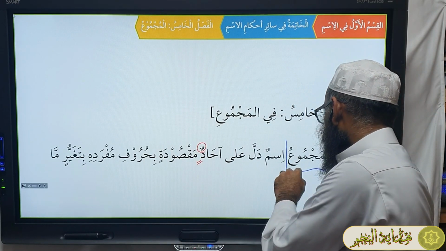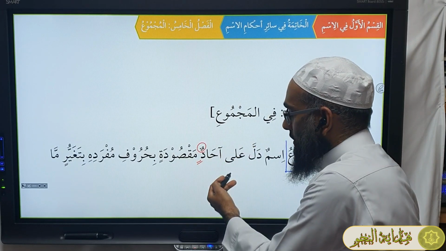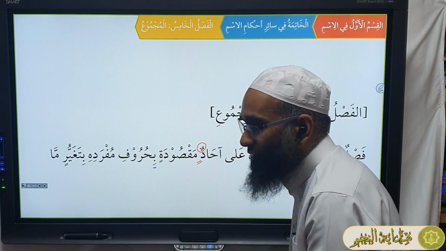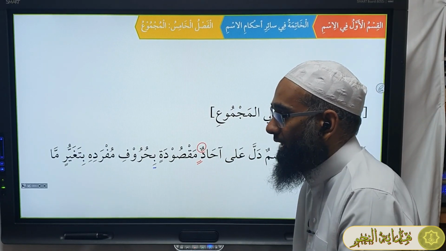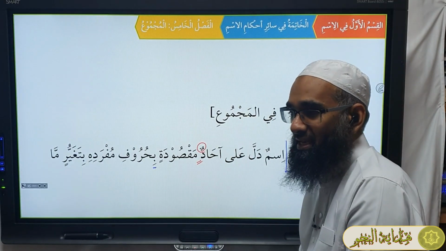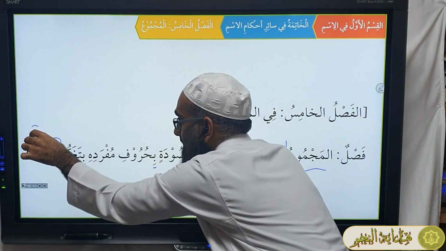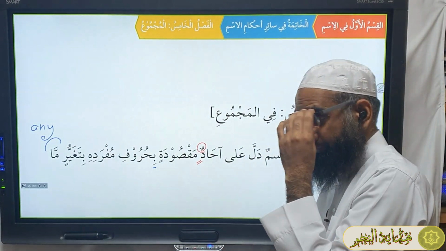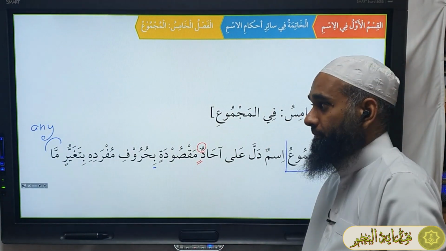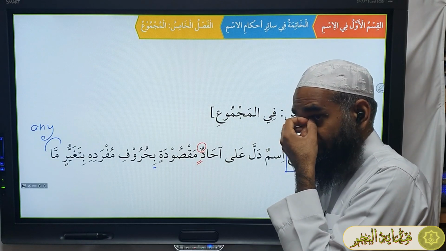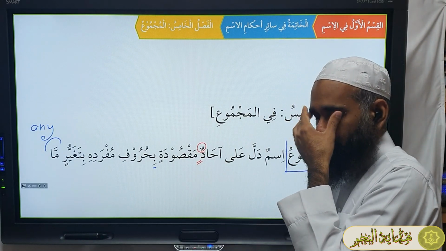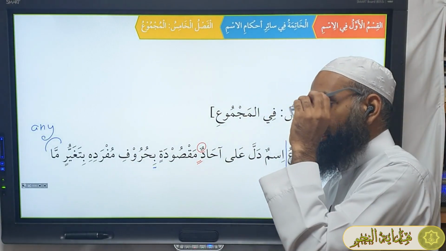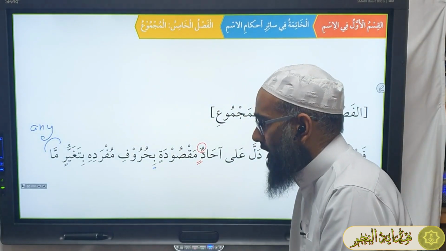So a مجموع, a plural, is a noun which denotes intended units by using the حروف, the letters, of the mufrad. بتغير ما. ما is a noun, and it means any. We've done this before in نقل الإعراب. ما can come in the meaning of ism. It means any: إن الله لا يستحي أن يضرب مثلا ما. One opinion is that ما here means this one, any example. بتغير ما, any change.